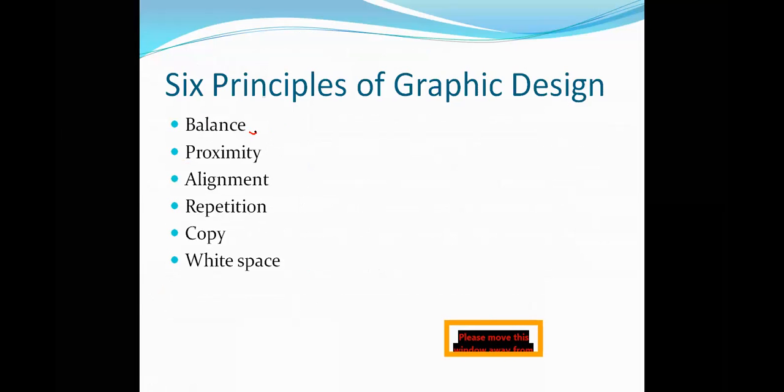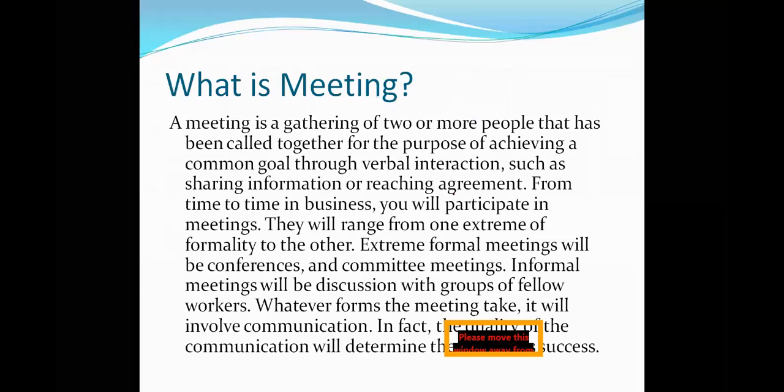Balance first thing, balance, proximity, alignment, repetition, contrast and white space. These are the 6 things that you have to keep in mind while designing the things.